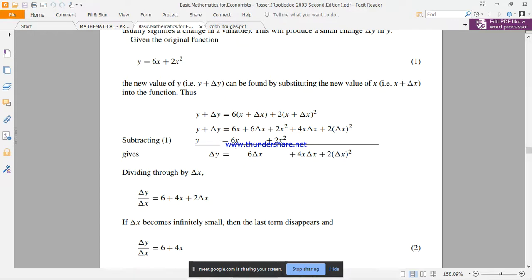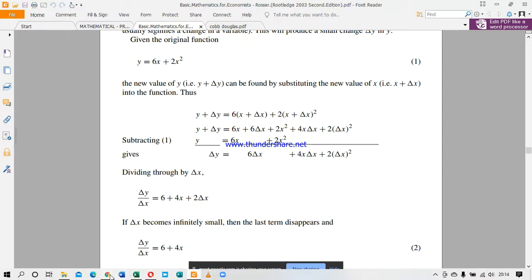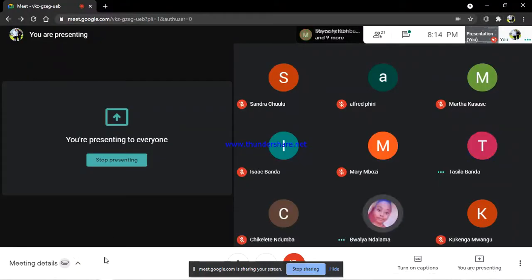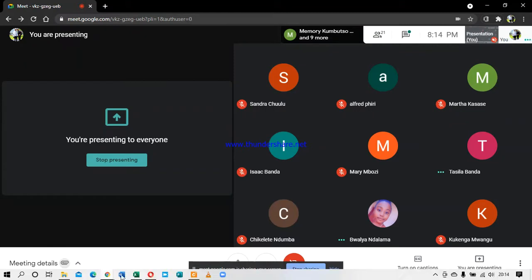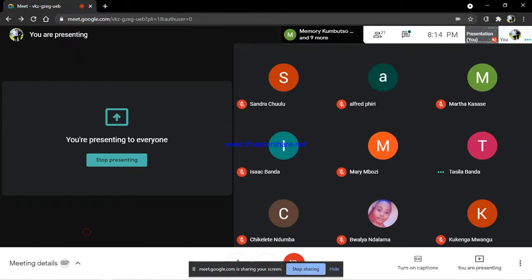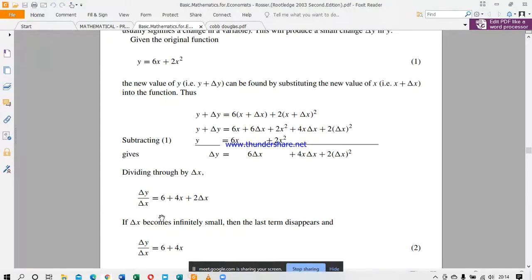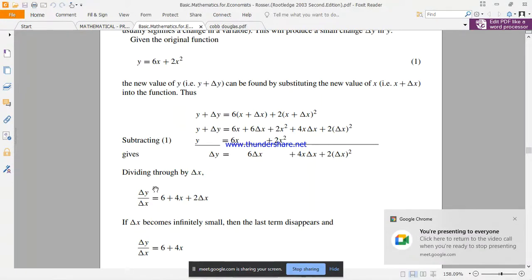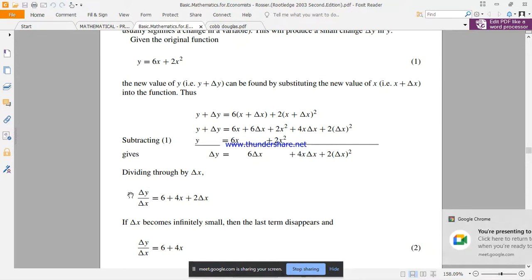I'm still behind, on the part of dividing. Okay, Walia, we are dividing because we want to get an expression of change in y due to the change in x. Our goal is to find the change in y because of that small change in x, isn't it? Isn't that our aim?